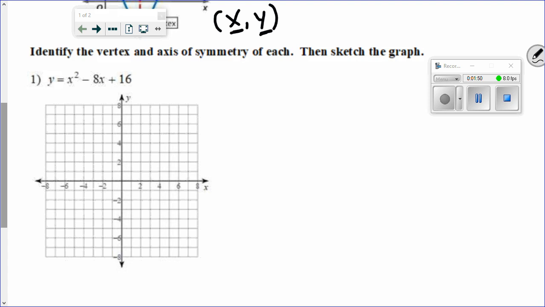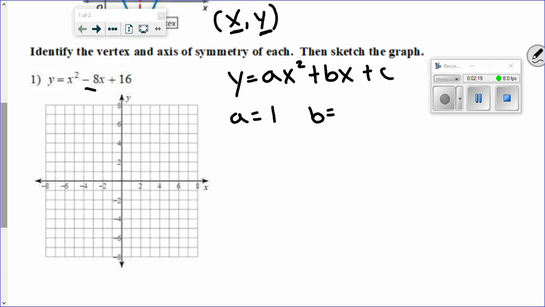Remembering, we hadn't talked about this yet today, but we've talked about it before. This is the standard form of a quadratic function. So a, b, and c, that's where that x equals negative b over 2a came from. In this problem, we identify a to be the coefficient of x squared, so that's 1. B in this problem is negative 8. And c in this problem is 16.